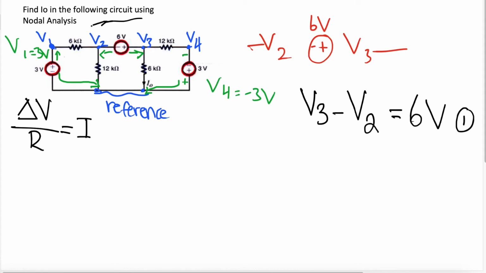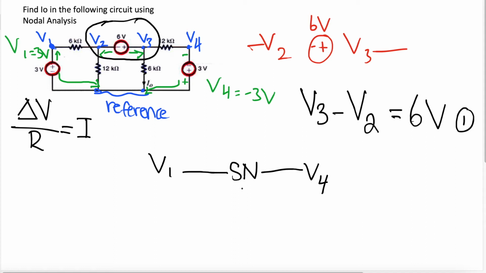So essentially, we can create a circle around these 2 nodes and combine them into one. So we can redraw this circuit. We have V1 over here, then our supernode, let's label this SN as supernode, then we have our V4 over here, and essentially we just have one coming down. So we have V1, our supernode, and V4, and that is how we would draw our circuit.